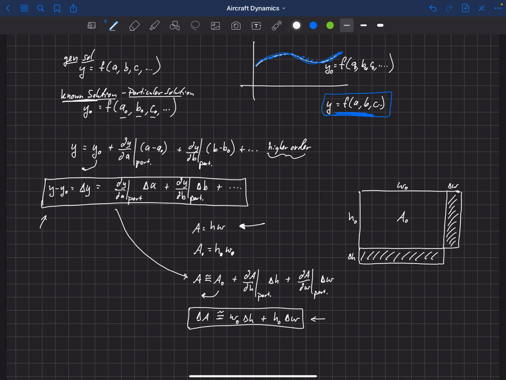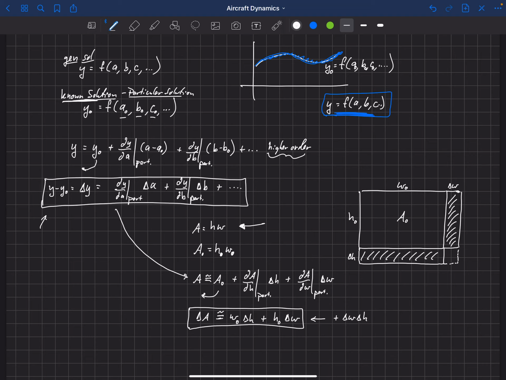Now you can see that that's actually not a bad estimate, right? It's not exactly right because we missed this second order term over here. This would be delta W times delta H. So really, the exact solution would have this delta W times delta H over here. But that's a nonlinear term. When we linearize this, we dropped that term there.